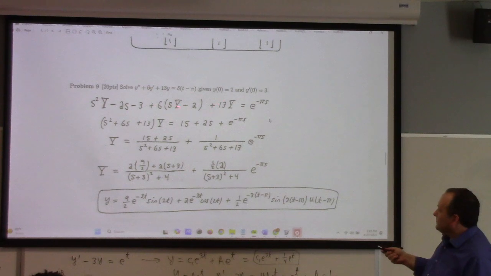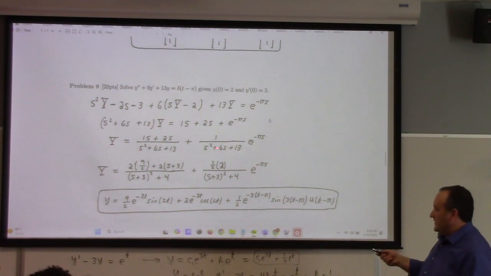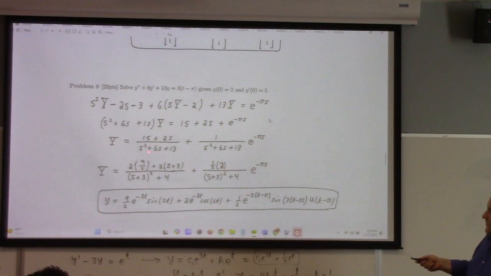Anyway, so then I solve for big Y. It gives me this. These pieces need to be dealt with separately. This one, if we complete the square in the denominator, gives me (s+3)^2 + 4, which then evidently we're going to get sines and cosines shifted by e^(-3t).